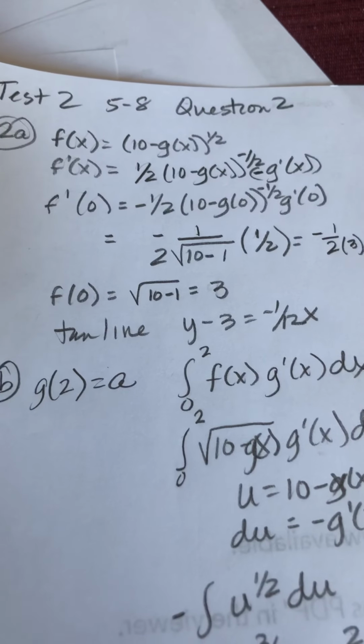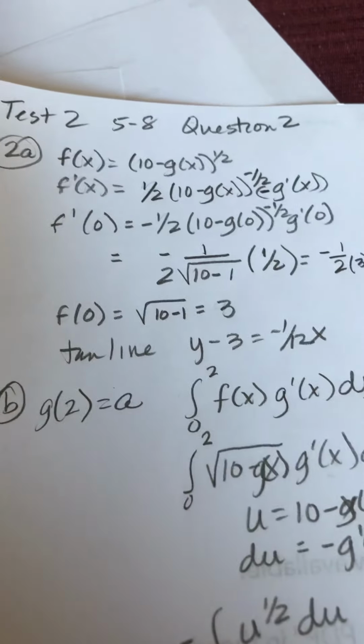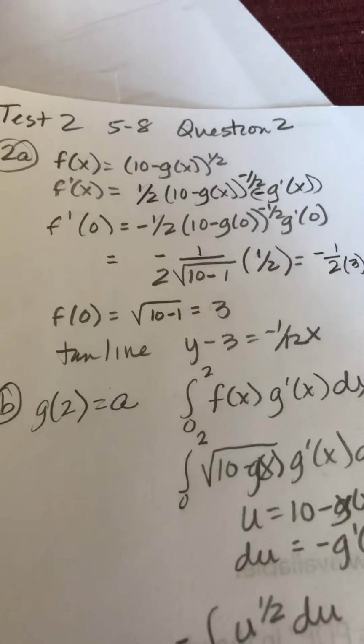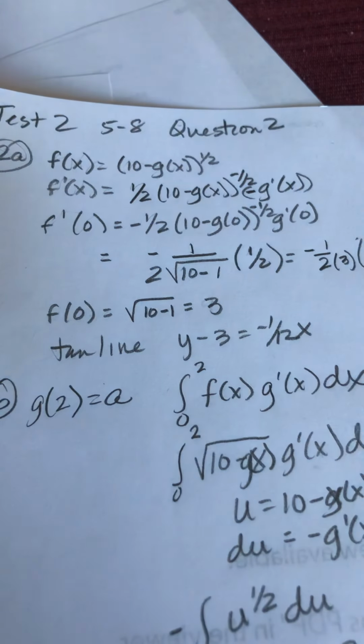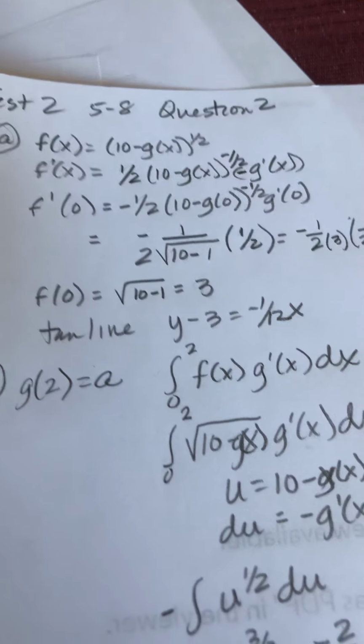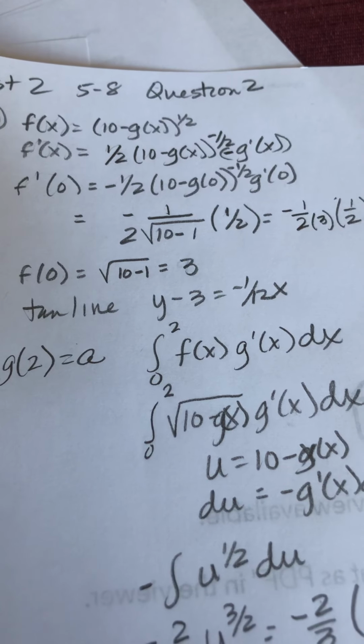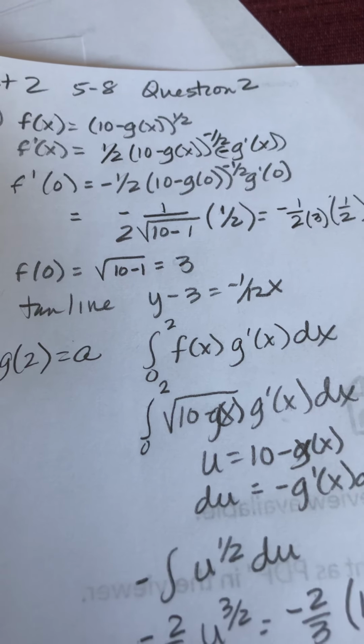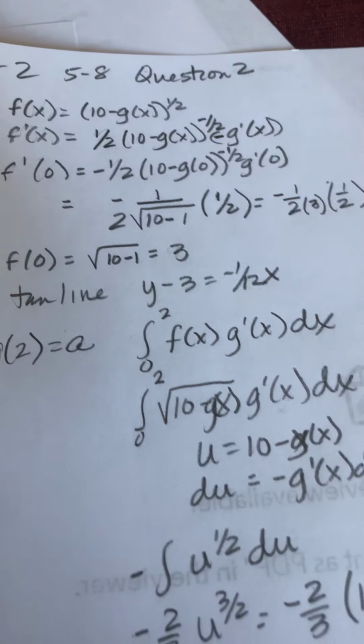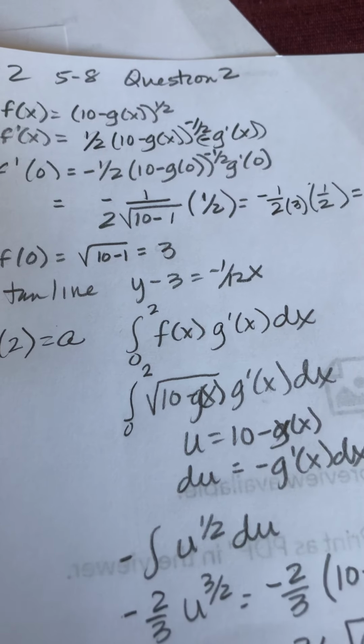Then f of 0, just sub g of 0 into 10 minus g of x, and we get square root of 10 minus 1. Square root of 9 is 3, so our tangent line is y minus 3 is negative 1/12 of x minus 0, or just y equals 3 minus 1/12 of x.